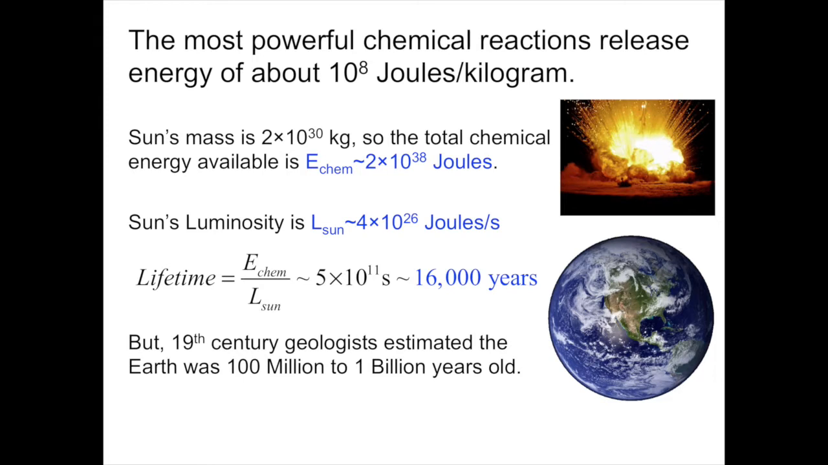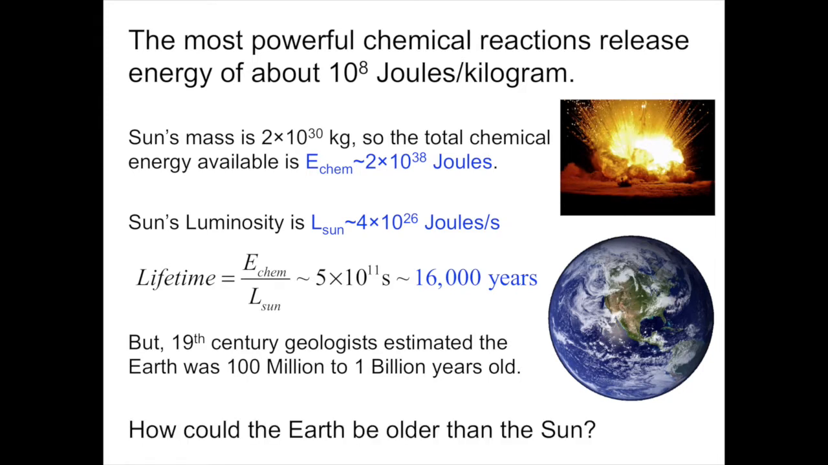But even in the 19th century, geologists in the late 19th century had estimated that the Earth was anywhere from 100 million to 1 billion years old. So chemical energy is not going to do it for the sun. The chemical energy is insufficient to power the sun and have the Earth be a stable geologic place with life on it for 100 million to 1 billion years. This led to a fundamental problem, almost a paradox. How could the Earth be older than the sun? How could the Earth exist and have life on it long before the sun would have burned out?